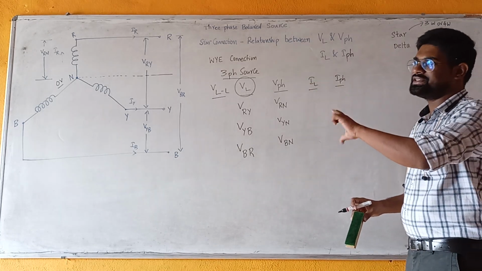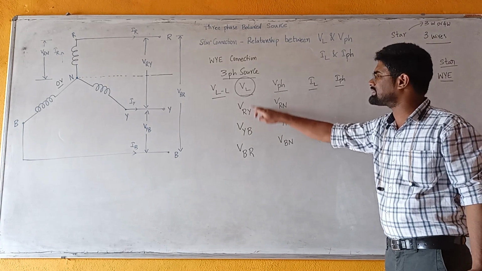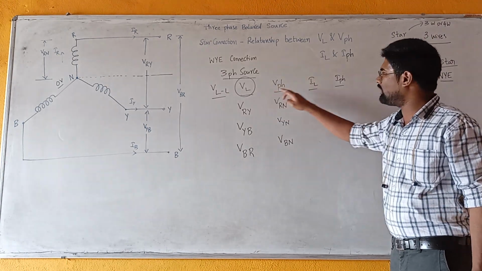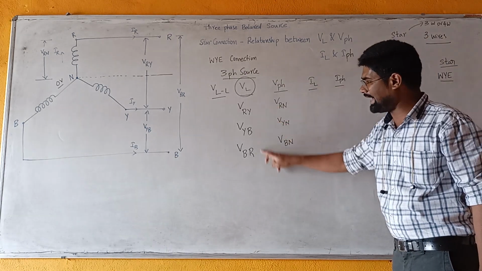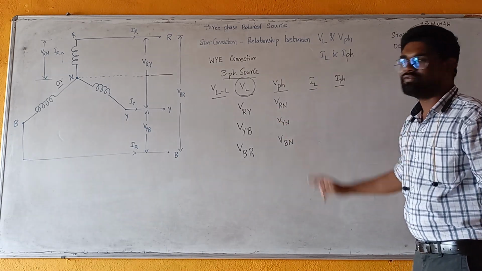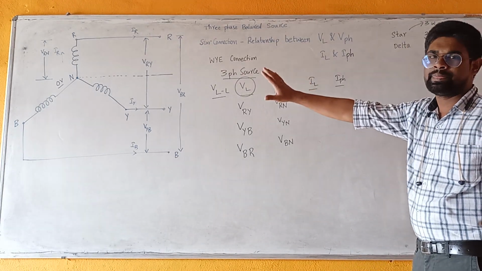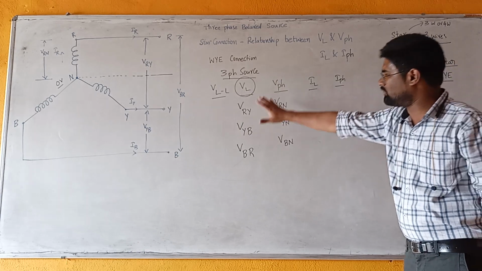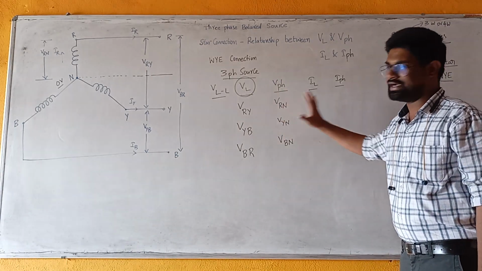Here we can clearly see the difference. Voltage between any two live wires is line voltage. Voltage across each coil is phase voltage. There are three line voltages and three phase voltages. From the connection diagram, we can clearly say line voltages are not the same as phase voltages. Both are different.